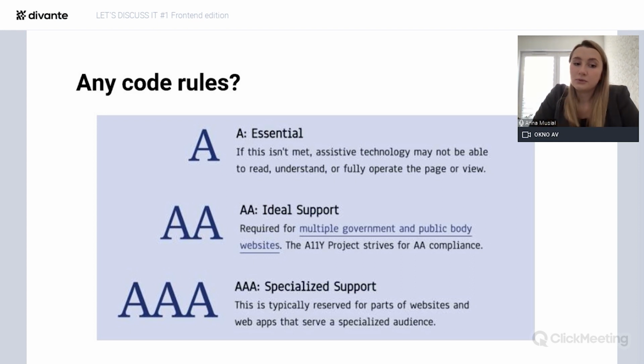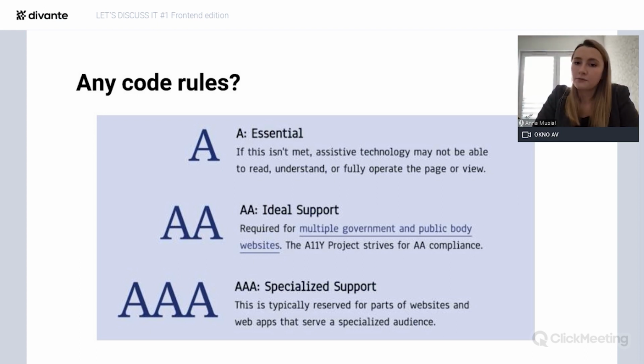Are there any code rules? Basically, we have like 3 classes of accessibility right now. The single A, which is essential. And basically, I think we should run towards the single, at least for most of the pages. We have the double A, which is ideal support.